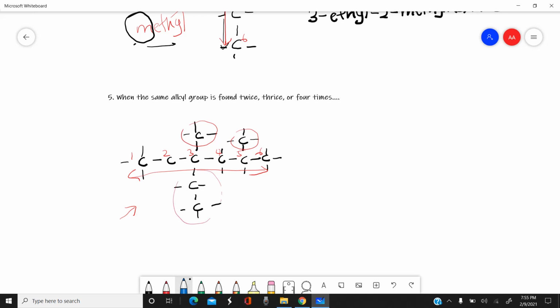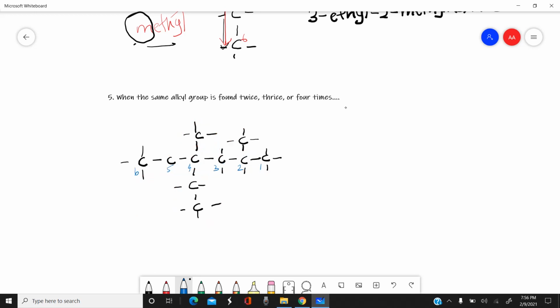But when you number the other way around, from here 1 2 3 4 5 6, the carbon attached to this methyl group gets number 2, and this carbon gets number 4. Okay, so here the maximum number of branch chains gets the lowest numbers. So you have to select the order which is written in blue.